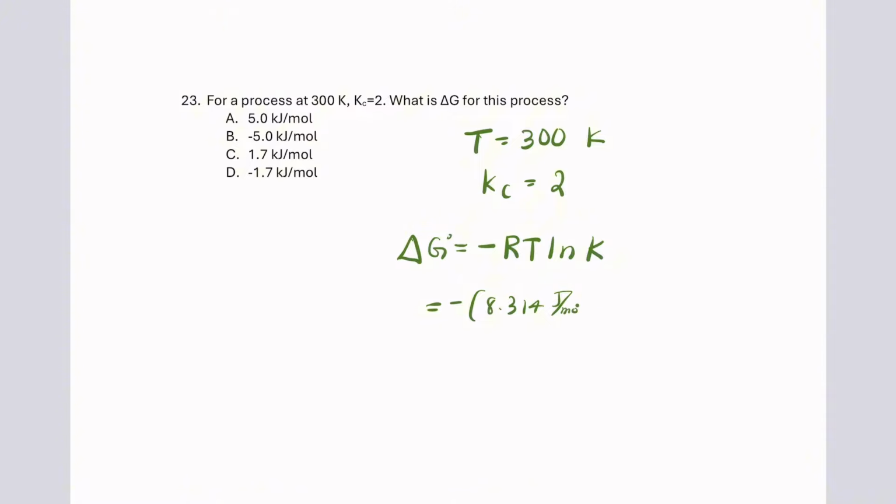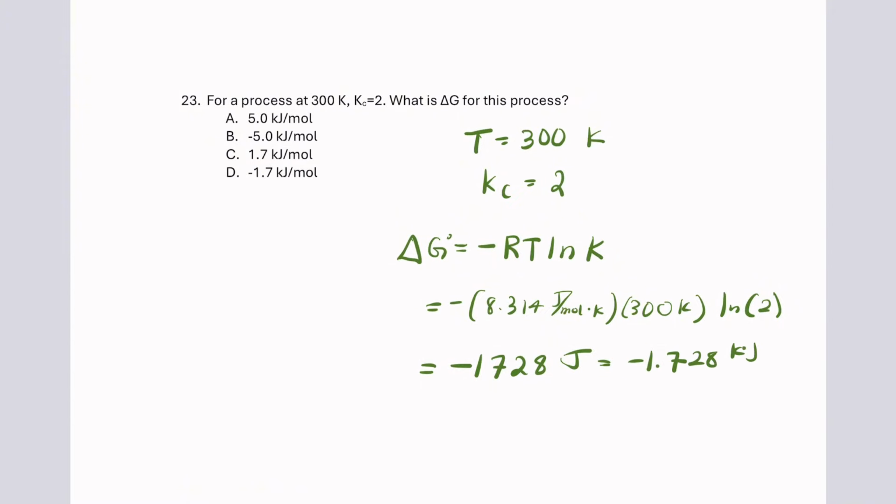R is 8.314 joules per mole Kelvin. T is 300 Kelvin and K is 2. So once we plug it in and we calculate, we're going to get negative 1,728 joules or negative 1.7 kilojoules per mole. So the correct answer here is D.